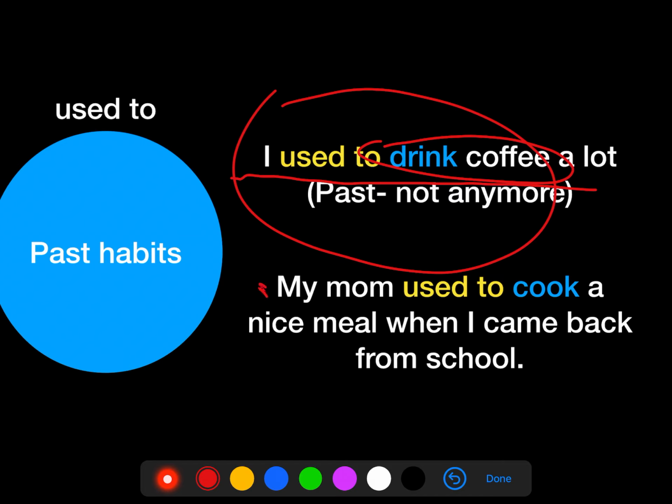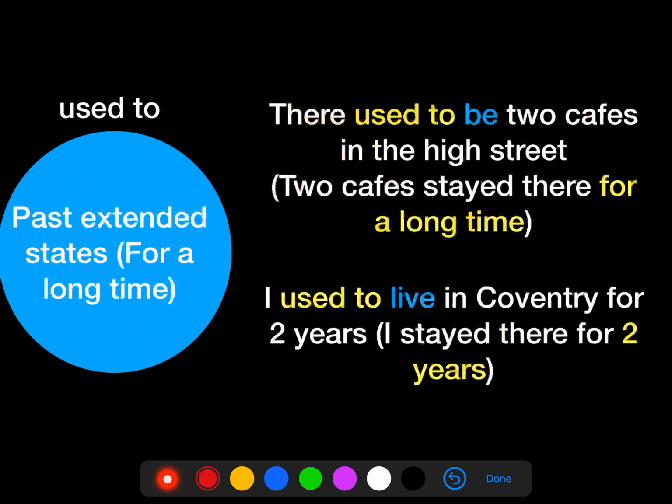What about the next one? My mom used to cook a nice meal when I came back from school. It also happened in the past. Used to cook means your mom is not cooking for you now. She used to cook a nice meal. Okay, very good. Now move on.